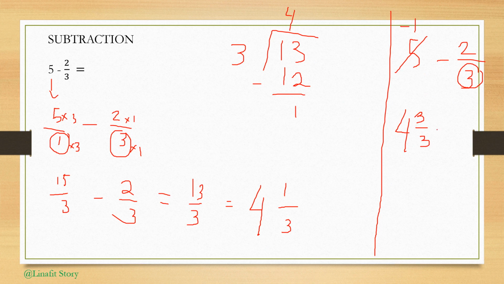Next, we continue: 4, 3 out of 3 minus 2 out of 3. So this here equals 4, 1 out of 3. Why 4? Because 4 here is the whole number. Over here, there is no whole number, so it means 0. 4 minus 0 equals 4. So 3 out of 3 minus 2 out of 3 equals 1 out of 3. So the answer equals 4, 1 out of 3.